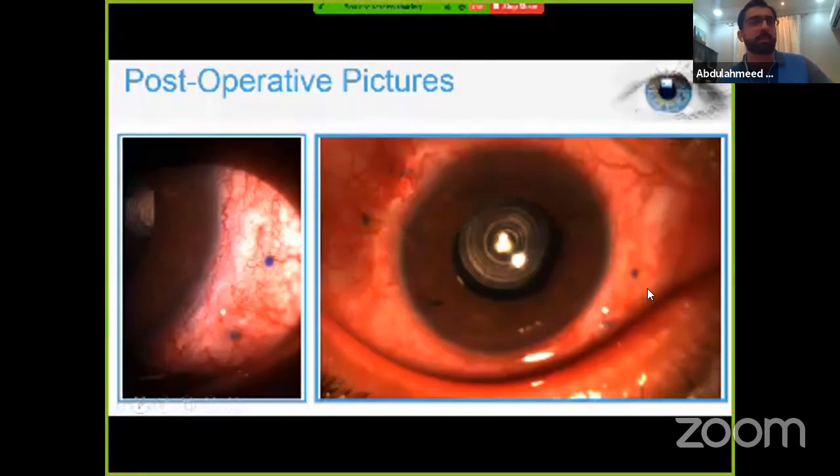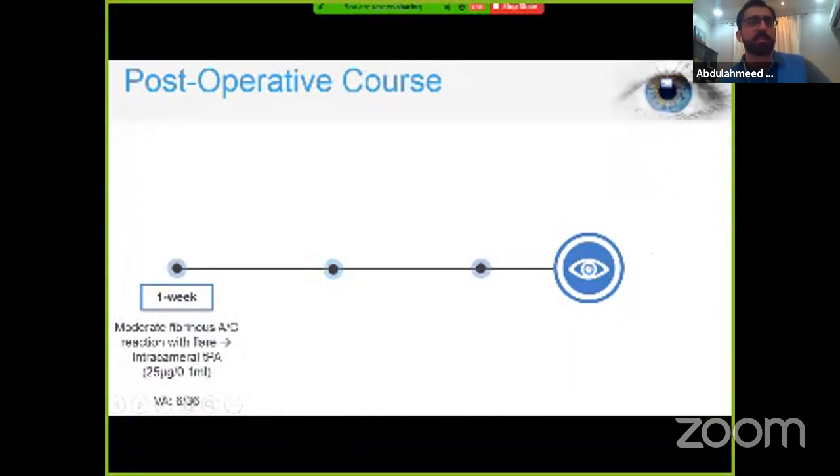So these are the post-operative pictures. As you can see, the Prolene hubs under the conjunctiva here, and the IOL is in place. We achieved good centration. You can see here the vision did improve significantly for the patient, from 6/60 to 6/36.